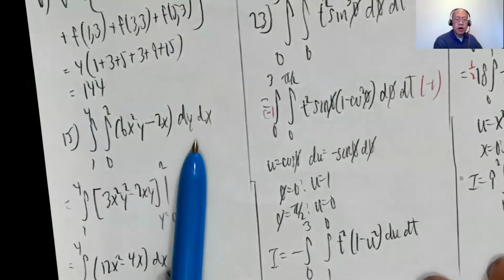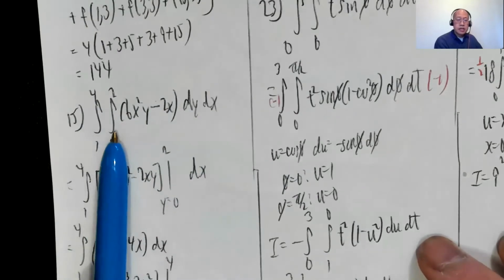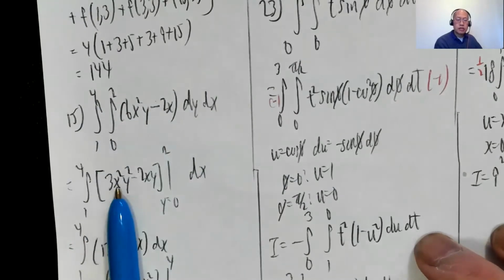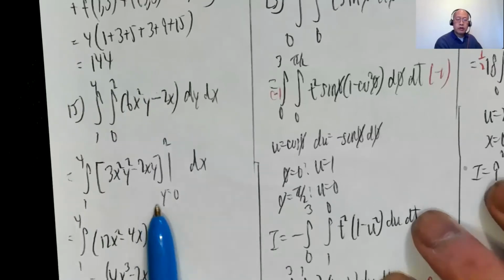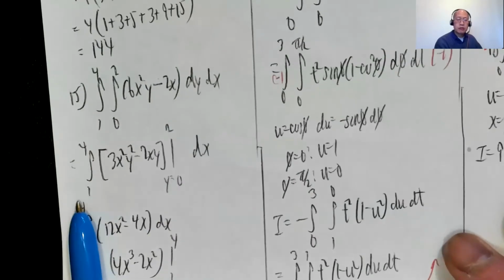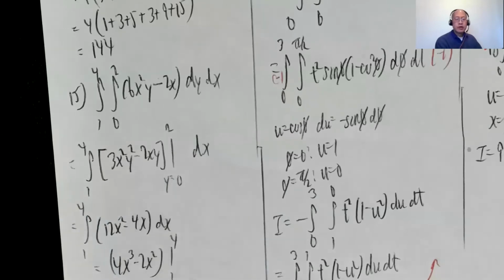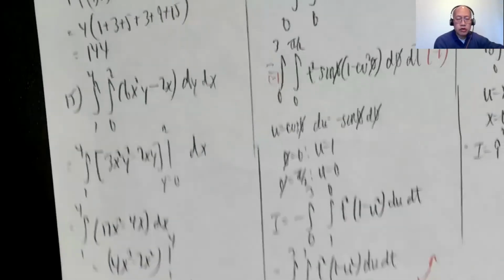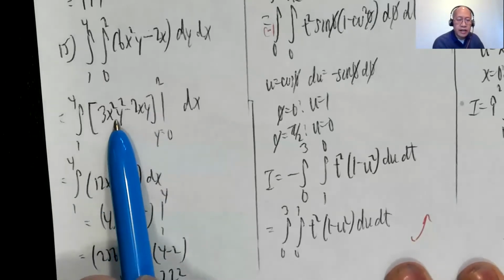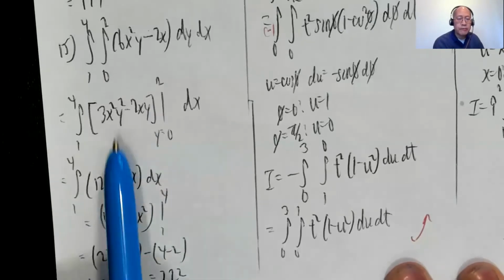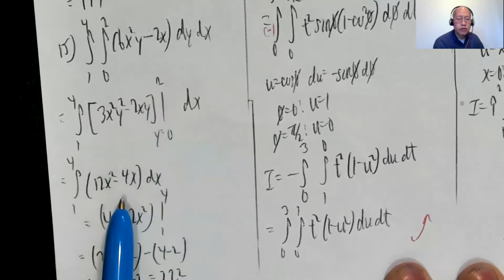So integrate with respect to y, 6x squared, y squared over 2 is 3x squared, y squared. Minus 2x is a constant, so negative 2xy. Y goes from 0 to 2. Then after that, integrate from 1 to 4 dx. Plug in 0, you get 0. Whenever you can do a shortcut, you should, because some of these problems get too long. So plug in 2 for y. That gives me 4 times 3, 12x squared, minus 2 times 2 is 4x dx.